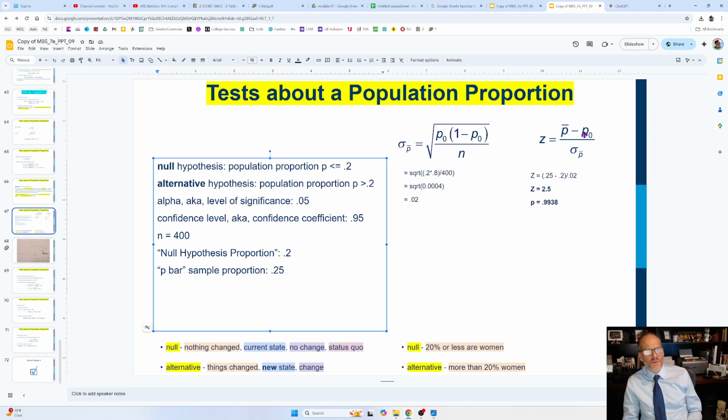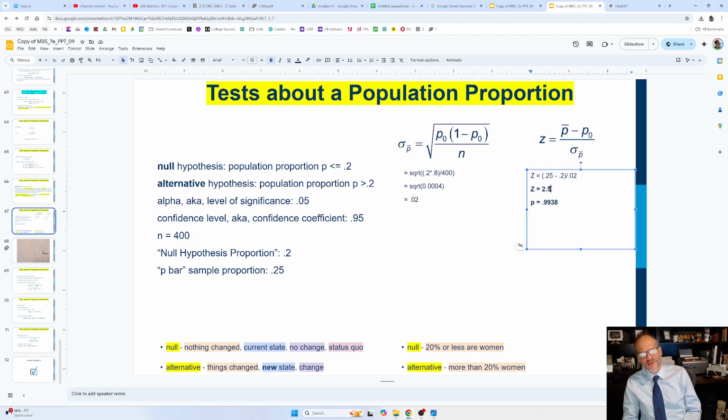And if you think about the way a z-score works, it's like how many standard deviations is a certain point away from the mean. That's how we've learned what a z is. But now we're saying how many standard deviations is our sample proportion away from the null hypothesis proportion. And then we have down here our standard error for the sample proportion, right, for p bar. So when you plug in these numbers, 0.25 minus 0.2 divided by 0.02, you get a z of 2.5, z of 2.5.